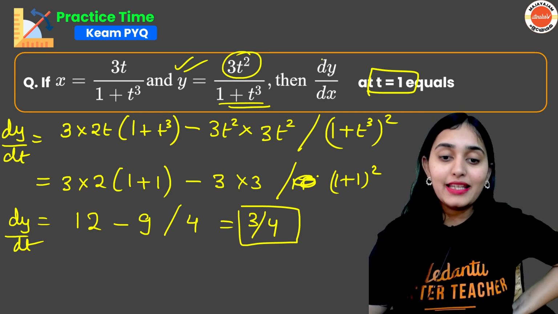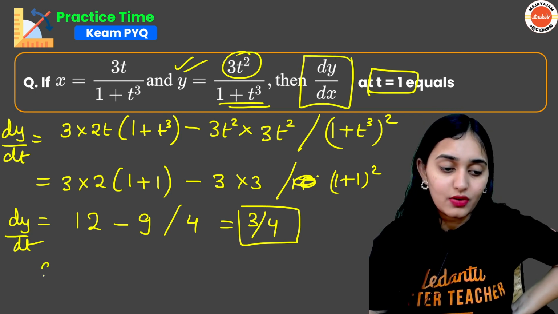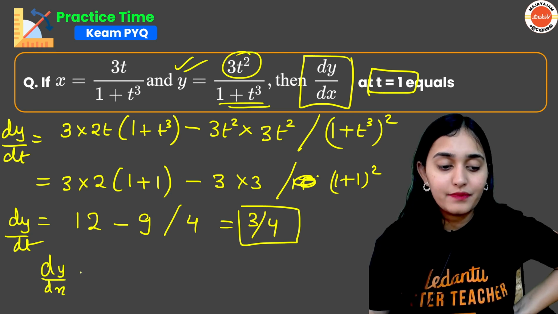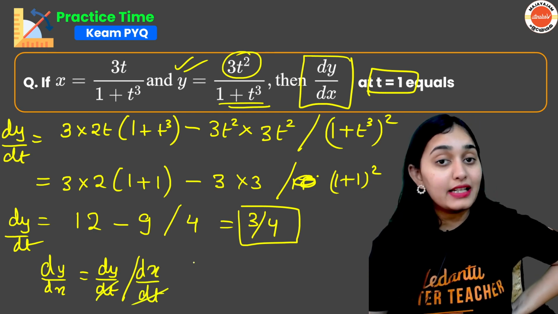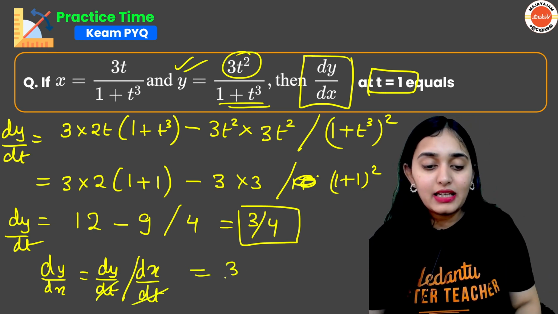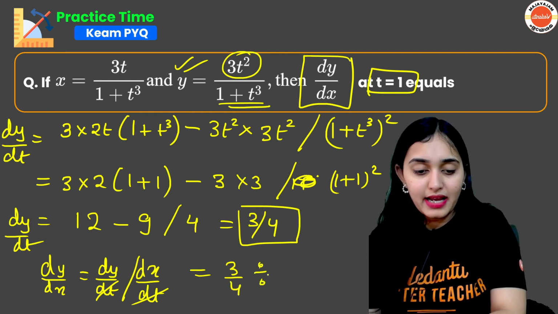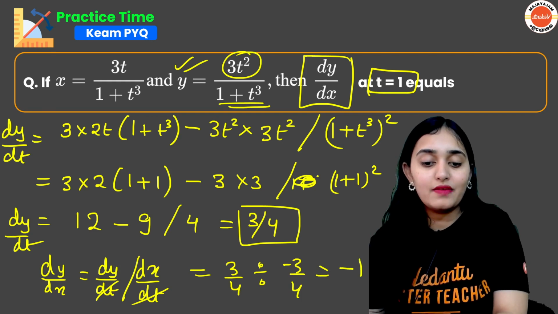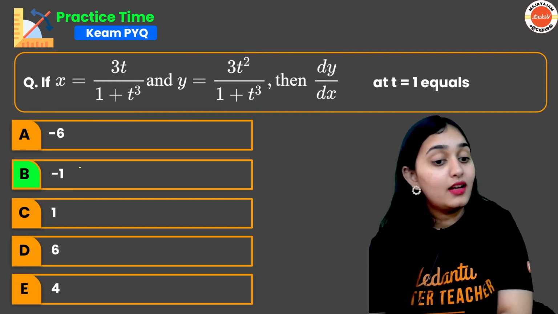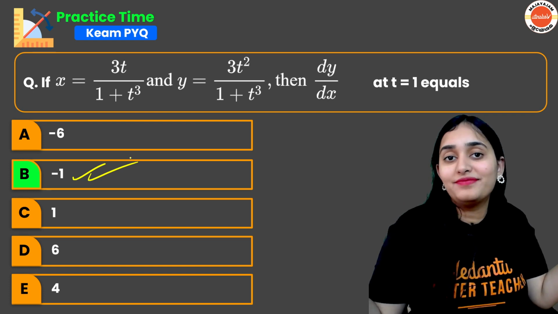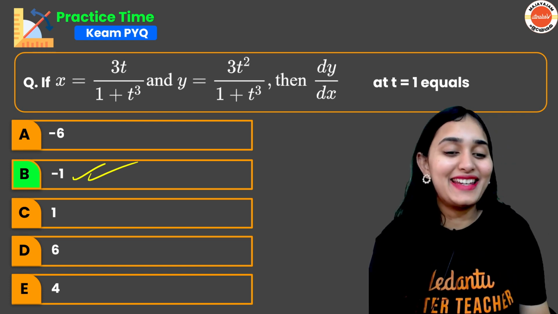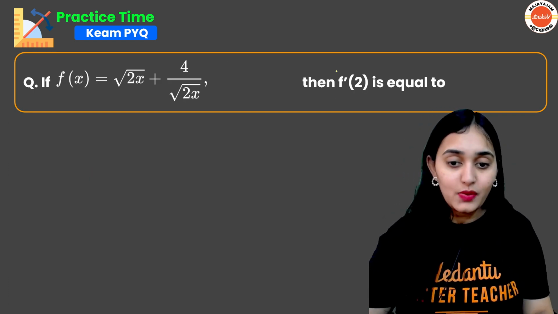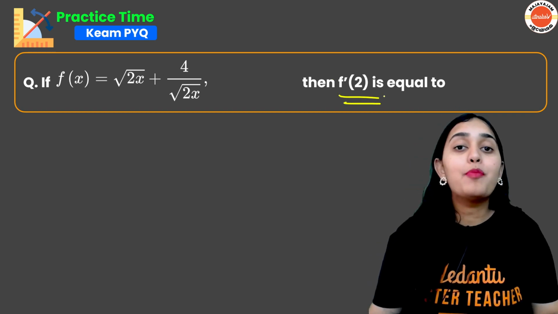Now in the question they want dy by dx. So dy by dx is dy by dt divided by dx by dt, because dt will get cancelled. Now what is it? 3 by 4 divided by minus 3 by 4. What should you get? Minus 1. This should be your answer. That is our answer. We got the answer. Simple. Okay. Now next question is find f dash at point 2.